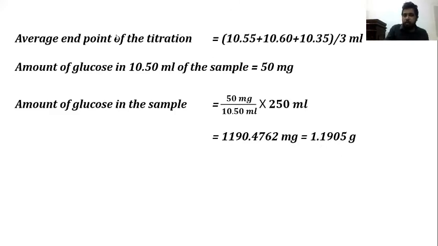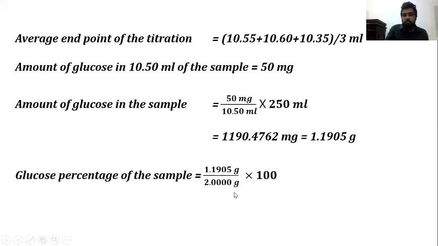Then you can calculate the percentage of glucose in the given sample. So how do you calculate that? You know that we took 2 grams of the sample and dissolved it in 250 milliliters, and we calculated the glucose amount in this 250 milliliters. Then you can express that as a weight to weight percentage. So the glucose percentage of the given sample is that. What is the answer for that?